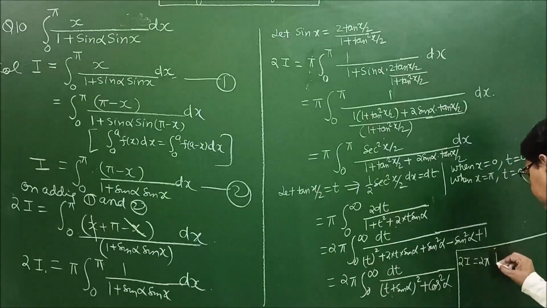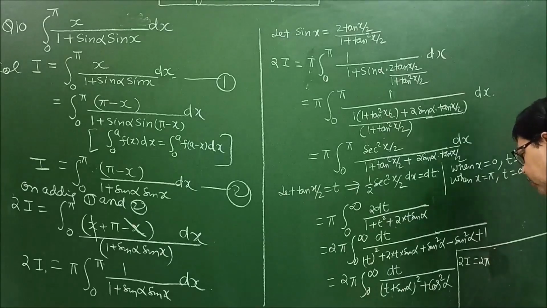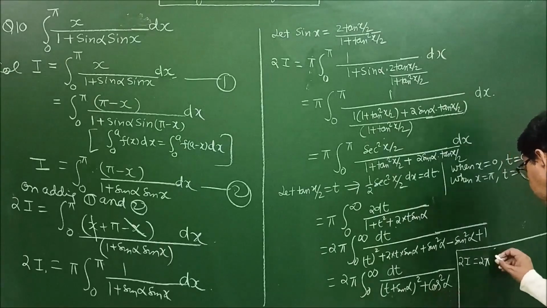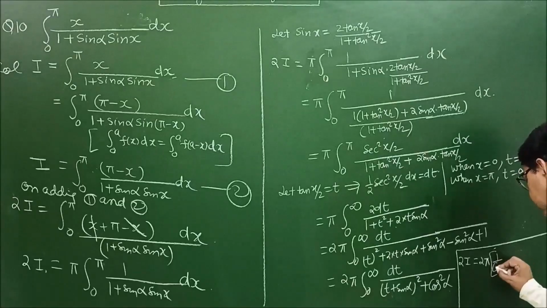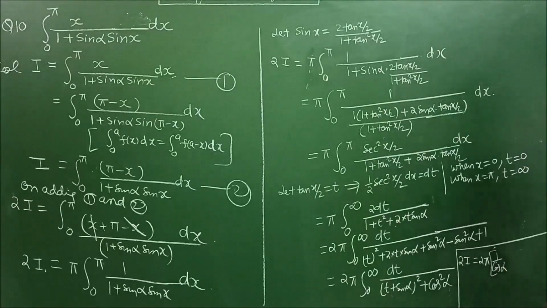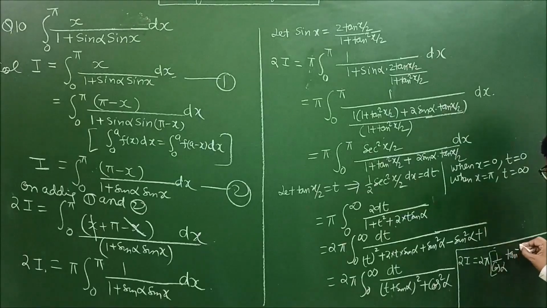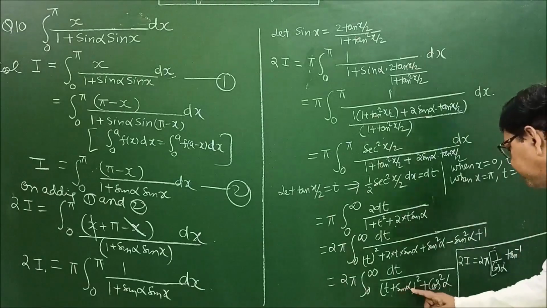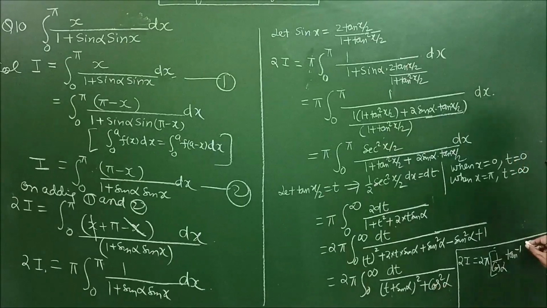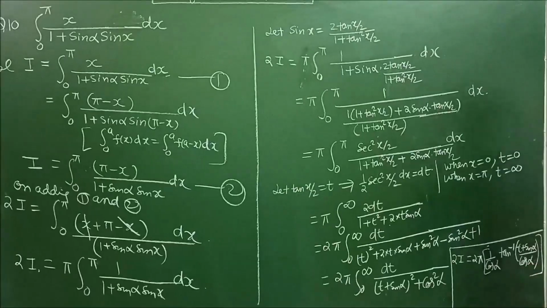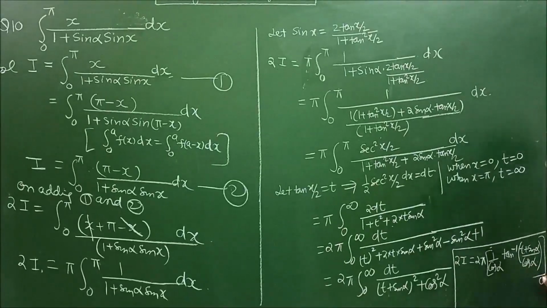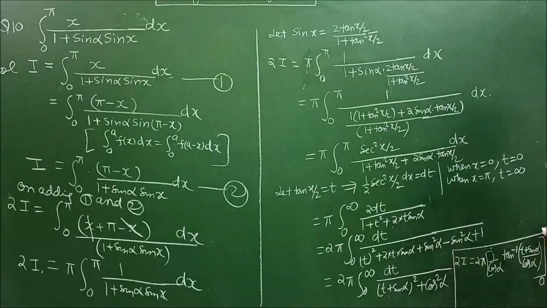So the formula is 1 upon a, that is 1 upon cos alpha, and then tan inverse of (t plus sin alpha) upon cos alpha, and applying the limits from 0 to infinity.